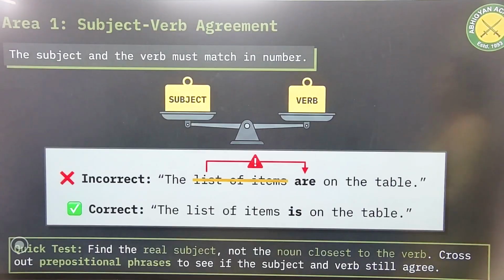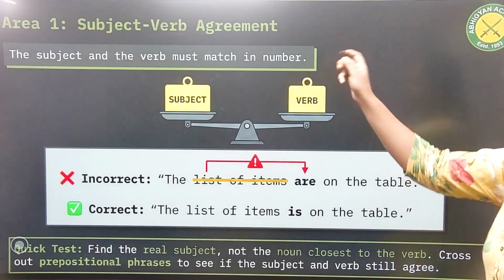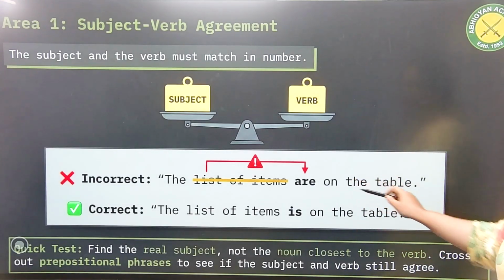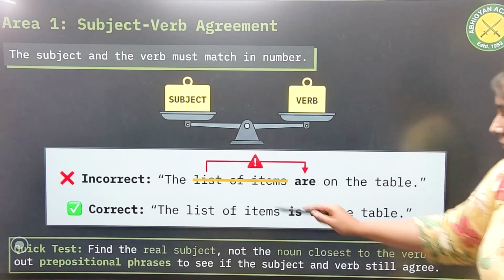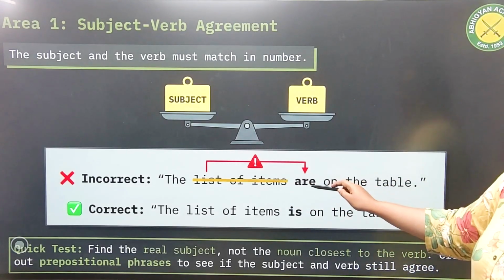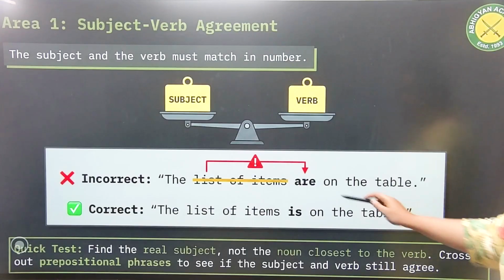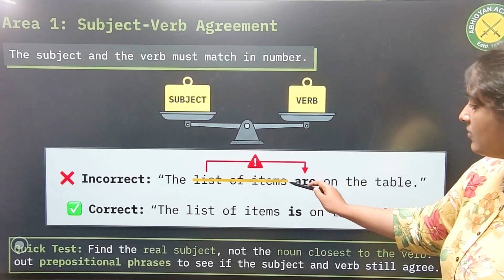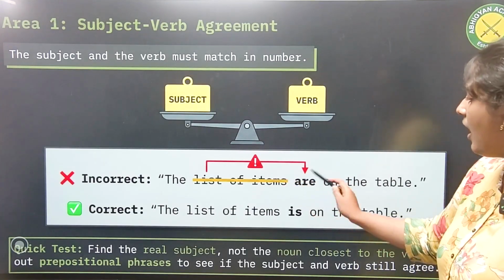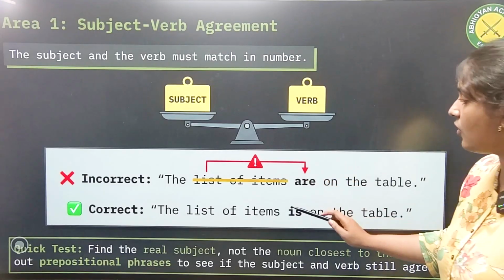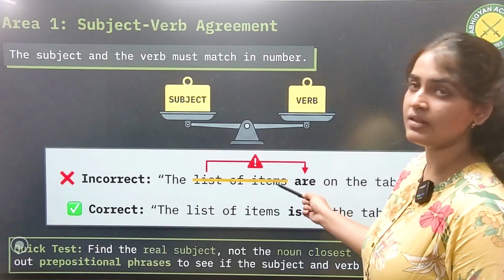First is subject and verb agreement. As we know, verb is an action on the table. यहाँ पे verb आ जाता है. Now this seems correct. The list of items are on the table. R क्यों है? Because of items. Items is a plural. R is also plural. But what is wrong here? Items is not the main subject.